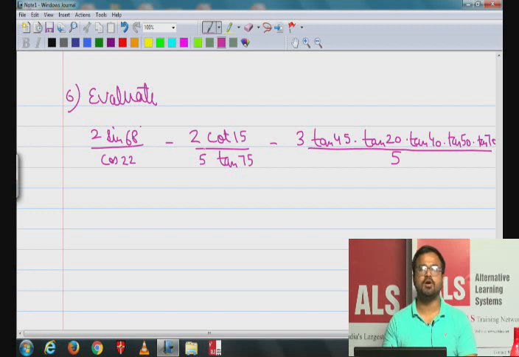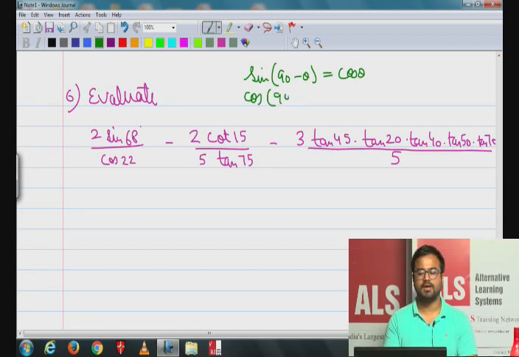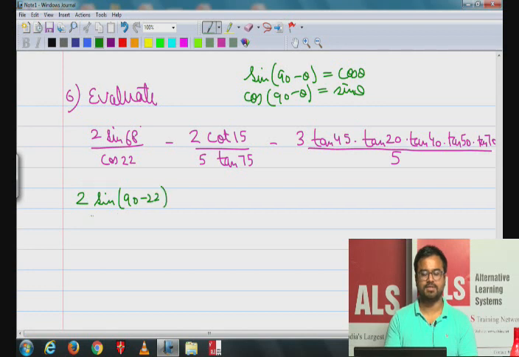This question is based on complementary angles. So, this is sine 68. We can use this concept: sine of 90 minus theta is cos theta, and cos of 90 minus theta is sine theta. Similarly for tan, tan of 90 minus theta is cot theta, and cot of 90 minus theta is tan theta. So we can convert like this. We can write sine 68 as sine of 90 minus 22, and cot 15 can be written as cot of 90 minus 75.